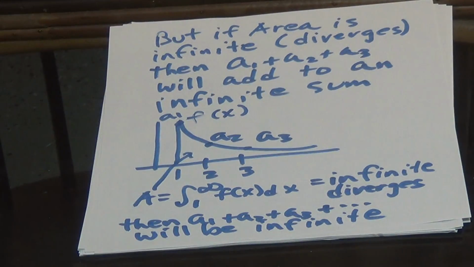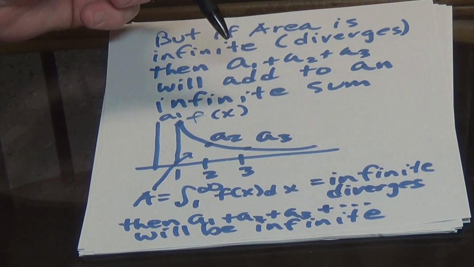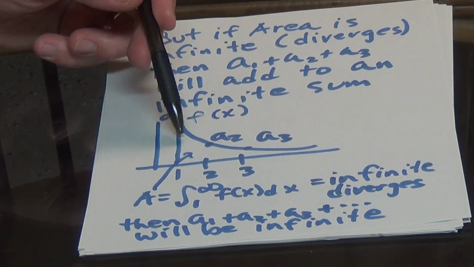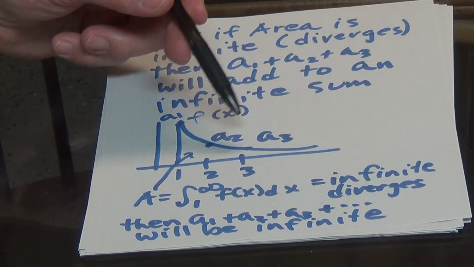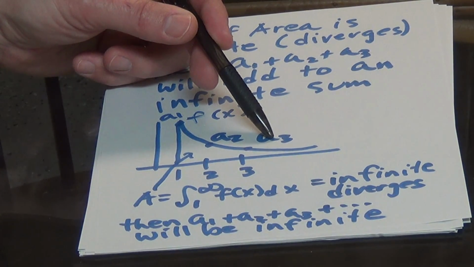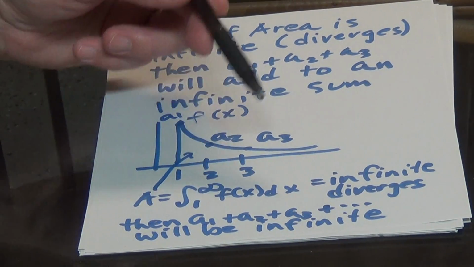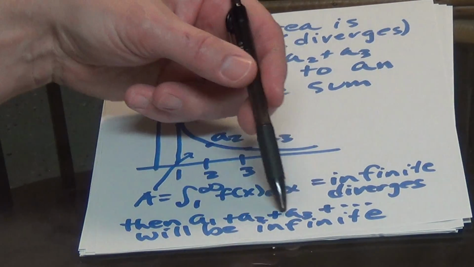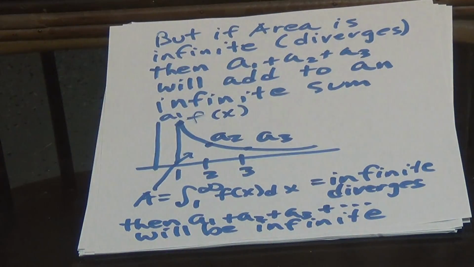If the area is infinite and diverges, then taking the sum of the terms off of a diverging curve that gives you an infinite area, these individual values at integers will be too large and will still add to an infinite sum. Therefore, when I add up numbers off of the f of x curve, that sum will also be infinite.